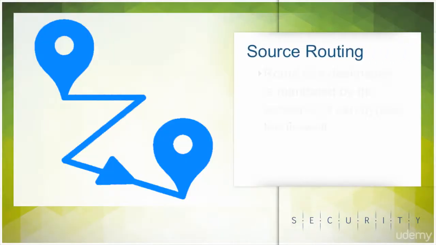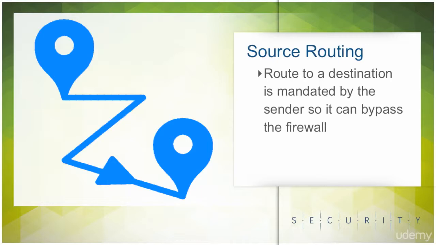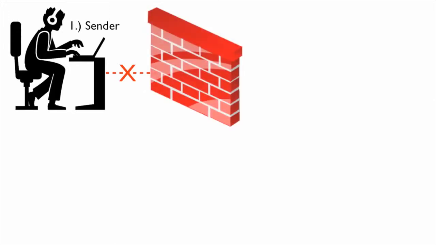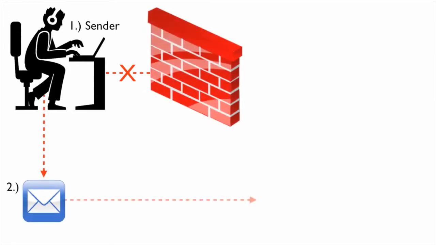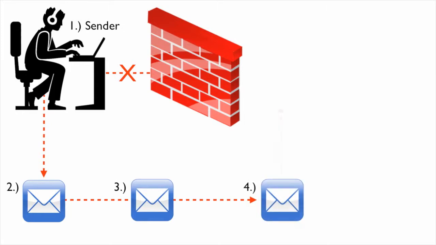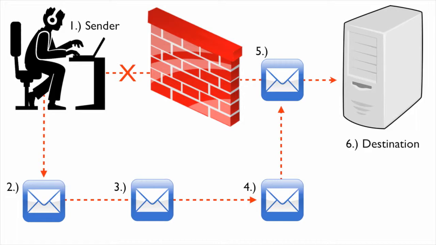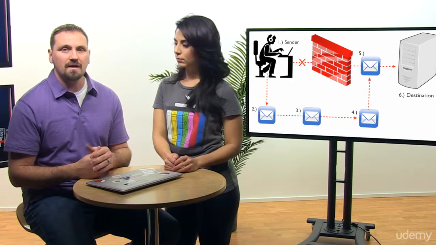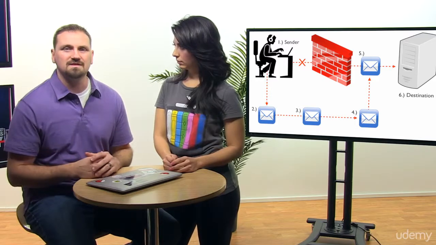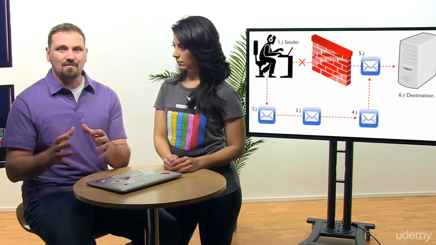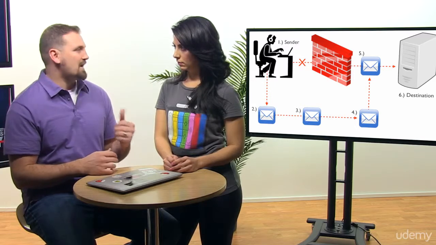Another evasion method is called source routing. This is when the route to a destination is mandated by the sender so it bypasses the firewall. When successful, the attacker can evade the restrictions imposed by the firewall. When a packet is sent from a source to a destination, it goes through different nodes. A packet travels through the nodes in a network. Each router will check the IP address of the destination and choose the next node toward the destination. In source routing, the sender makes some or all of these decisions on the route. This is an example of how source routing can be used to bypass the firewall.